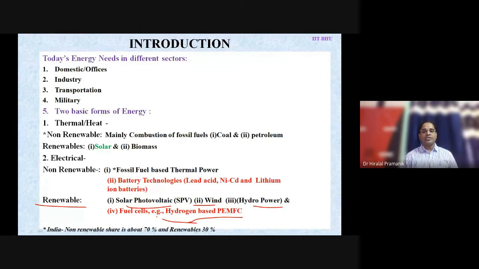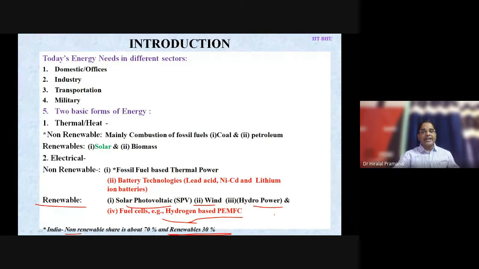So that's why switching over from combustion of a non-renewable fuel to renewable fuel, or this fuel cell type technology, could eliminate or reduce the pollution problem. And it can give you the energy in a sustainable manner. If you look at the broader aspect of energy supply in the Indian perspective, about 70% is still non-renewable, and 30% is renewable energy.